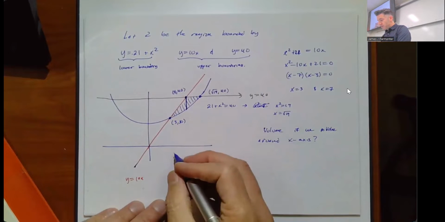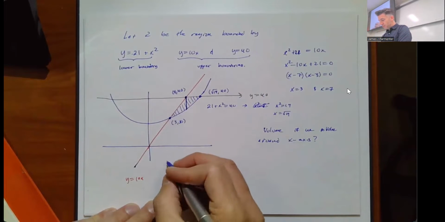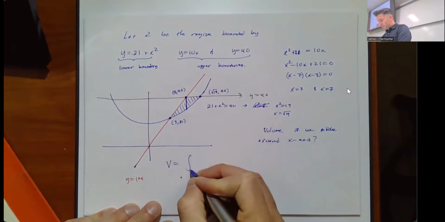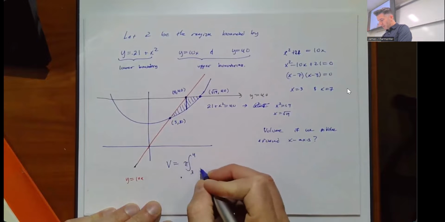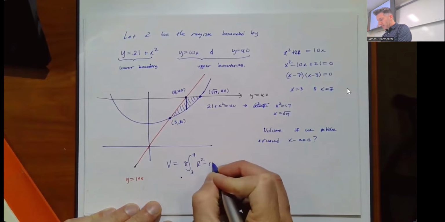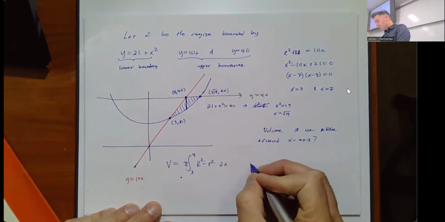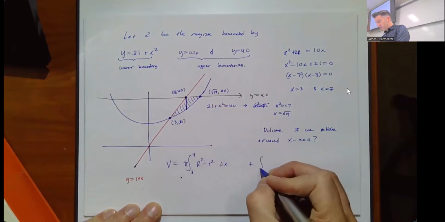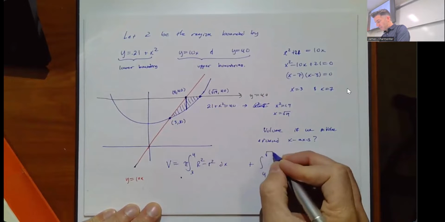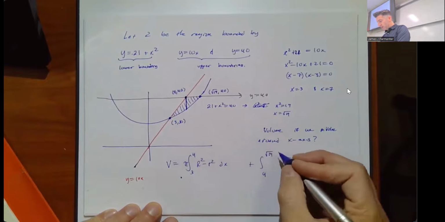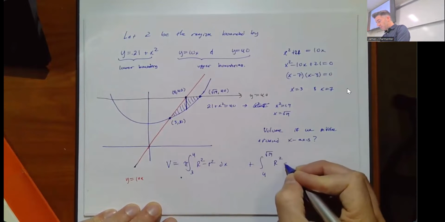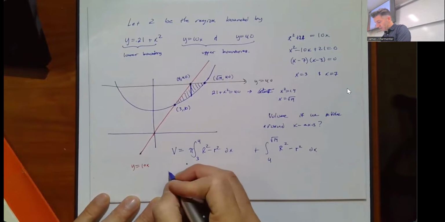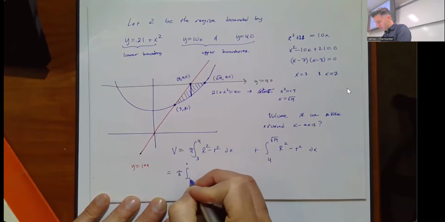So our volume for this first section is going to be the integral from 3 to 4 of pi times a big radius squared minus a little radius squared dx, plus this next integral from 4 to the square root of 19 of, again, the big radius squared, which is a new function, minus the little radius squared dx.